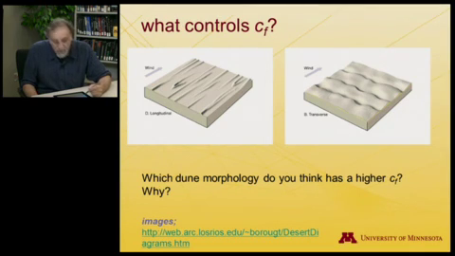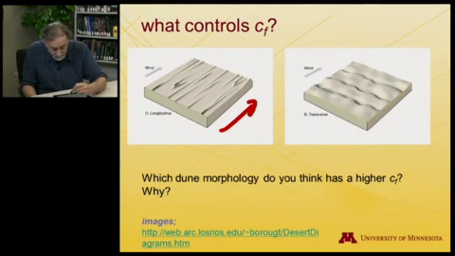These are dunes produced by the wind, and drag coefficients apply to wind just as well as they apply to water. Think about which of these two dune morphologies would have a higher drag coefficient, and of course why. The one on the left is dunes that are longitudinal, so the wind direction is like this, and the dunes are parallel to the wind, so they're like ridges parallel to the wind, basically. They are not like ridges, they are ridges.